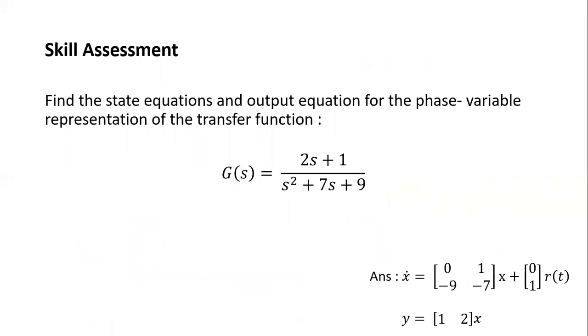Now I think we are ready for the skill assessment. Find the state equations and output equation for the first variable representation of the transfer function. We have the transfer function G(s) equals (2s plus 1) over (s squared plus 7s plus 9). In a block diagram, in an open loop, we have a system G(s), which is (2s plus 1) over (s squared plus 7s plus 9), with the input R(s) and the output C(s).